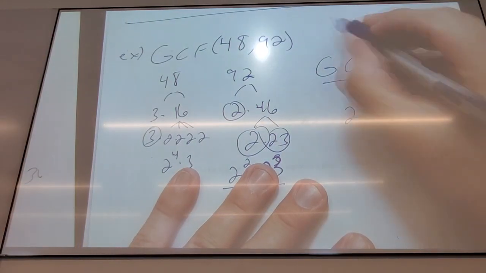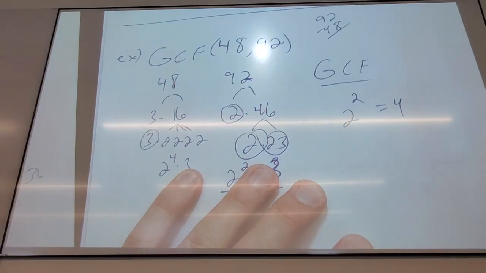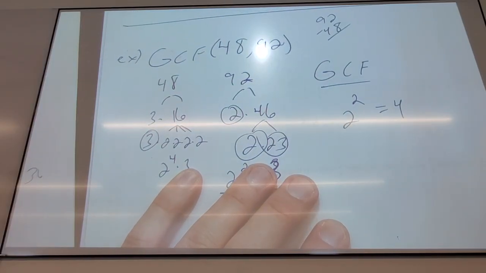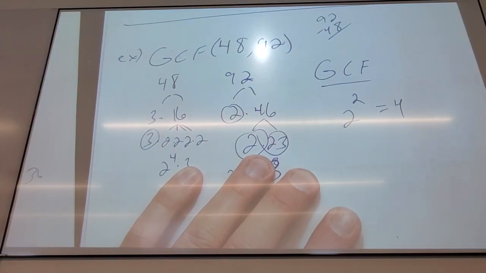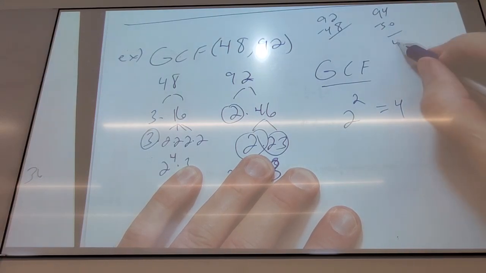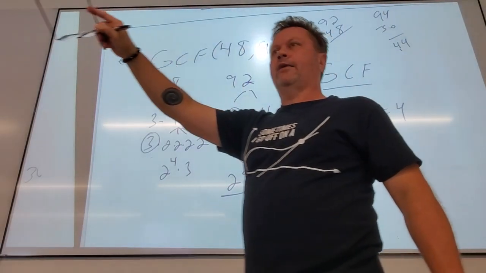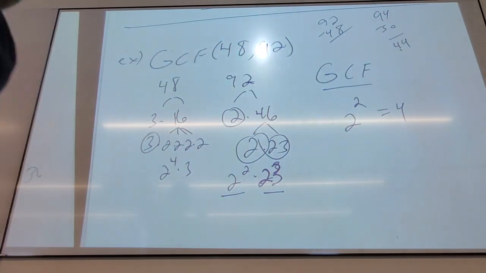And real quick, what is 92 minus 48? That's 94 minus 50, right? 44. So either 44 was going to be the answer, or a factor of 44. What was the answer? 4. A factor of 44.